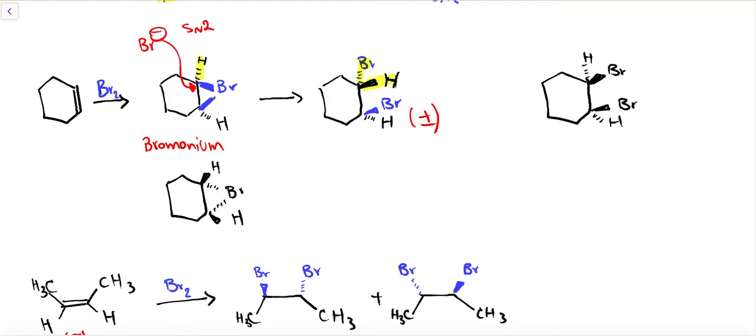Another diastereomer possible is this one here, but we will not get this one again because of that inversion of stereocenter in the second step, or the SN2 step. So this is not formed. So be very careful when you draw the products for bromination of alkenes.